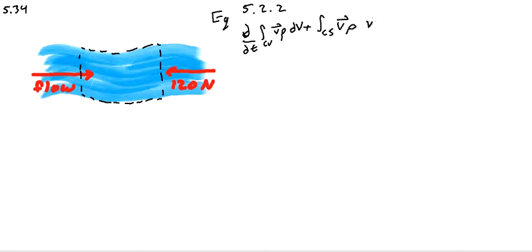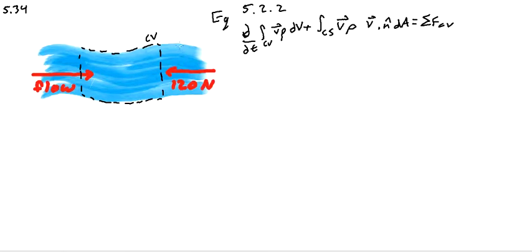rho times the velocity again, times the dot product with the n hat direction, integrated with respect to a, equals the sum of forces on the control volume. Excuse me. This is a great one to practice what the difference is between a control surface and a control volume.